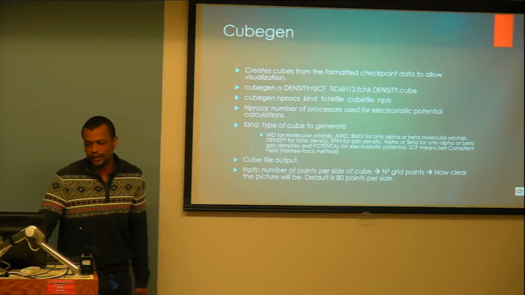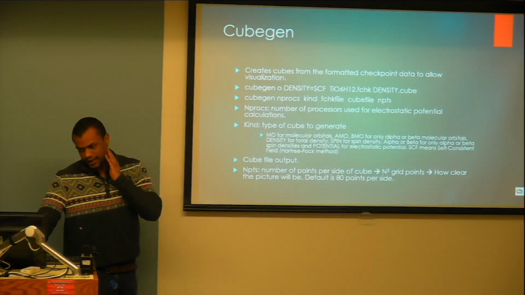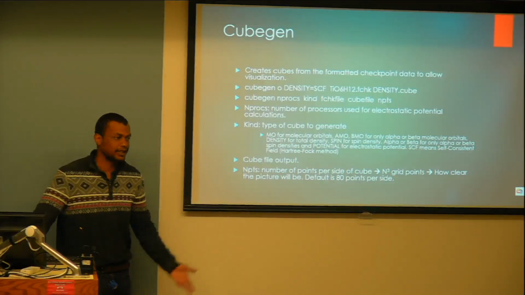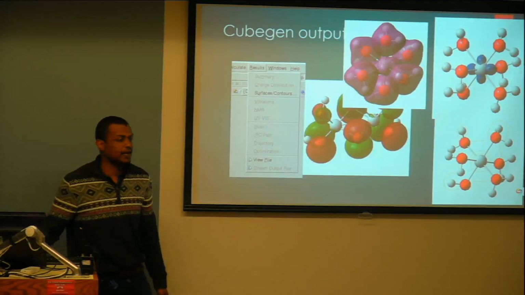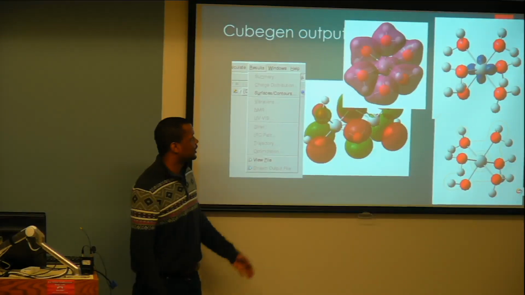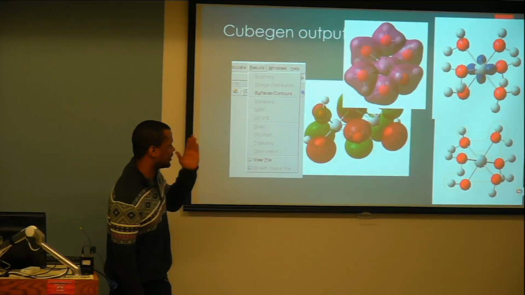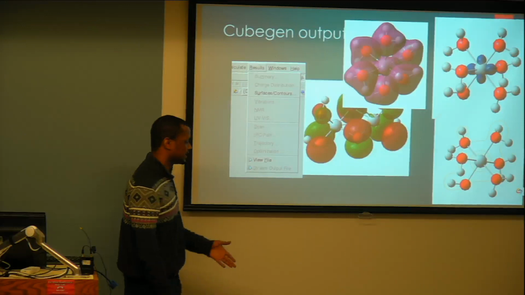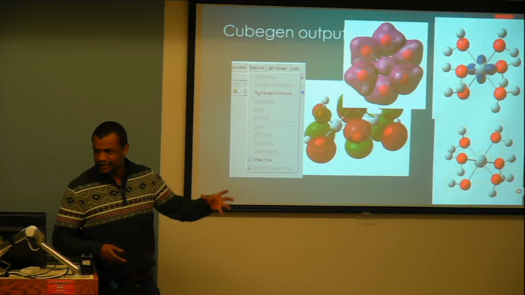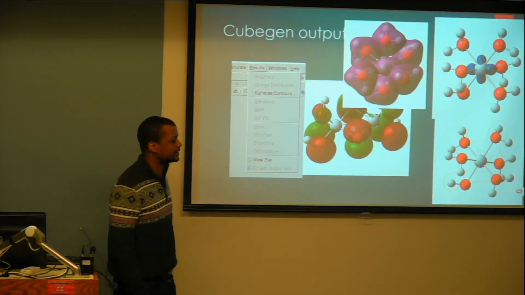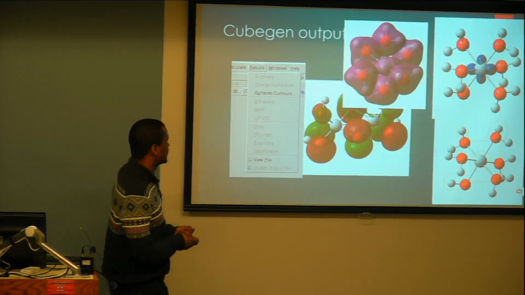And the number of points by default is 80 points per side of the cube, so 80 to the power 3, and you can change it, make it more accurate, but it takes more processors or more memory as well. So this is how the output is going to look for molecular orbitals, or for density, or for spin density, or for total electrostatic potential energy, right? The electrostatic potential energy that the previous presentations explained.